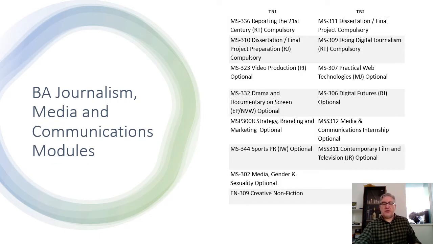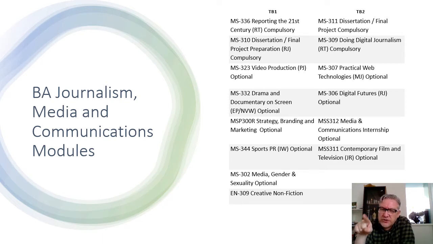So on the subject of which, those are the modules. Journalism students, you have compulsories: Reporting in the 21st Century, which is with Richard Thomas, and Dissertation, which is compulsory for you. Actually, that's dissertation preparation, I should say. Then you can choose one of video production, drama and documentary on screen, strategy, branding, sports PR, media, gender and sexuality, and creative non-fiction, which is another one that might not run. I'll make you aware of it, but it is a possibility it might not run.